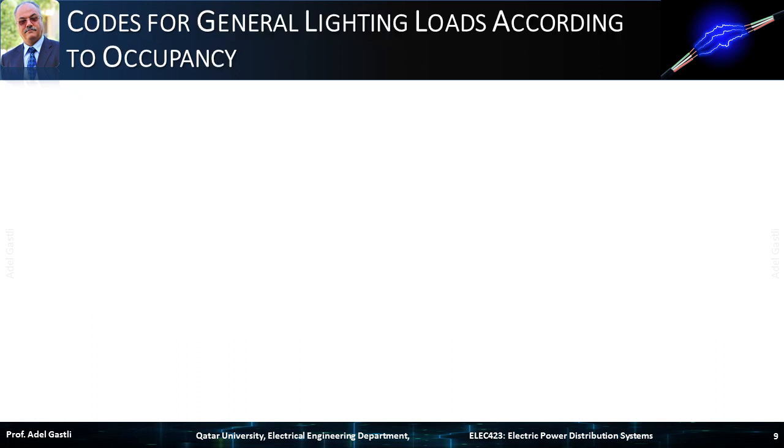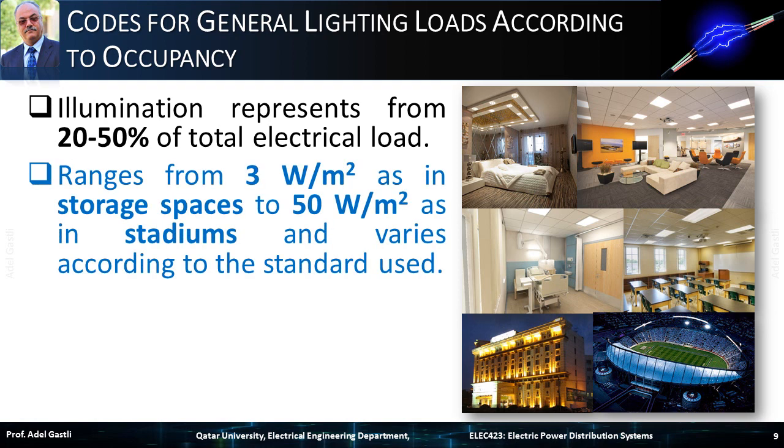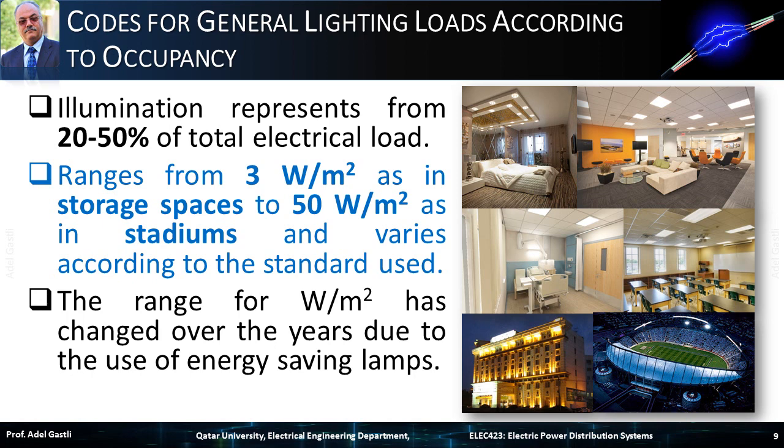Now, let's see some examples of codes used for estimating general lighting loads, according to building occupancy. In general, we can consider that illumination represents from 20 to 50% of total electrical load. The illumination load density ranges from 3 watts per square meters, as in storage spaces, to 50 watts per square meters, as in stadiums. Of course, this range varies according to the standard used. Besides, the range for watts per square meters has changed over the years, due for instance, to the use of energy-saving lamps.